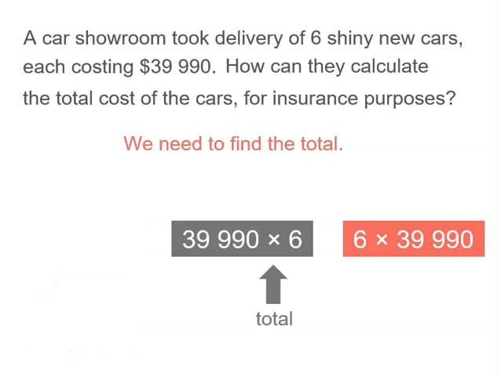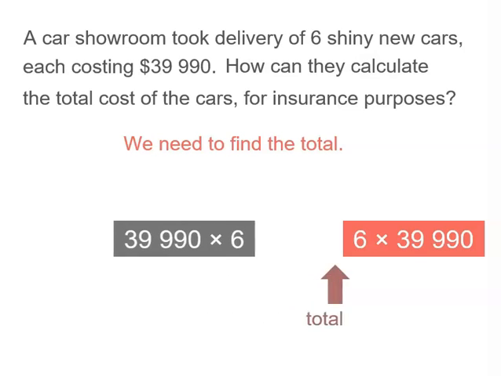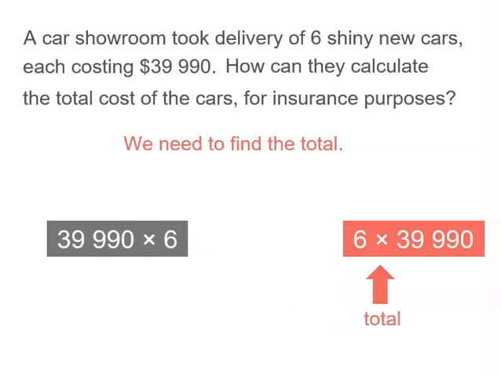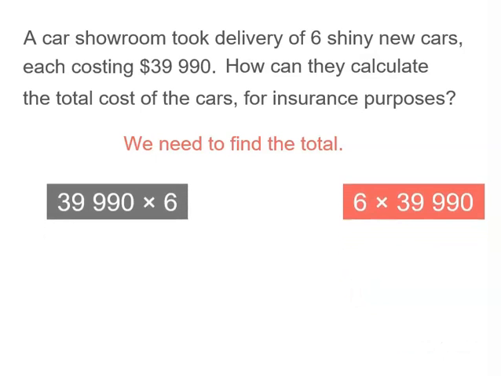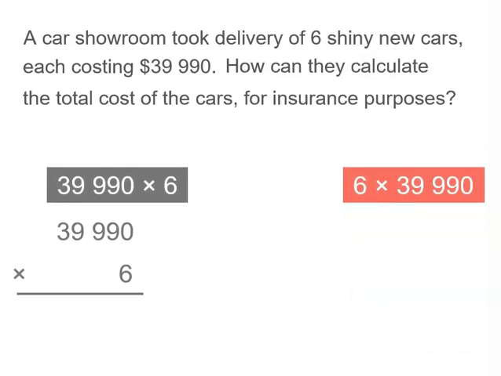Our next option, well, multiplying's good because we're multiplying by 6 and there are 6 cars. So if we multiply 39,990 by 6, that will give us the total for 6 cars. So that one's correct. But let's look at this one in case this is also correct. In fact, it's just written the other way around. It's a turnaround. We've got 6 multiplied by, and that's because we have 6 cars, the price of one car. So that's also correct.